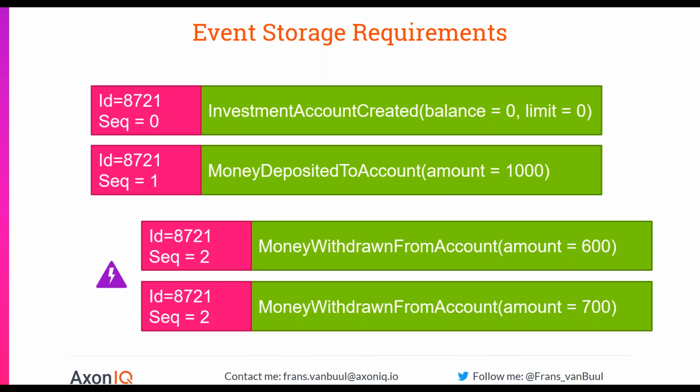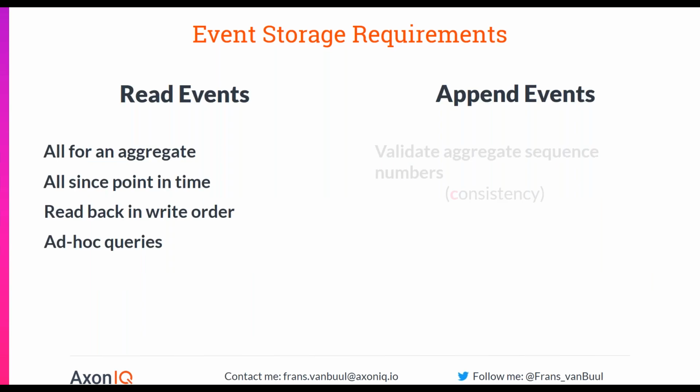Now, what should happen with event storage is that this will fail and thereby guarantee the consistency of this object by noting the fact that the sequence numbers are colliding. So there cannot be 2 events for the same aggregate with the same sequence number. So that's something that we would expect from an event store to validate that aggregate sequence number consistency.